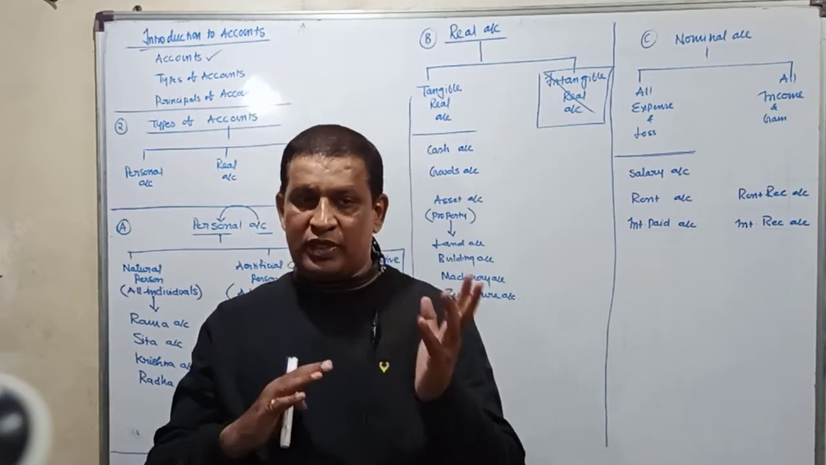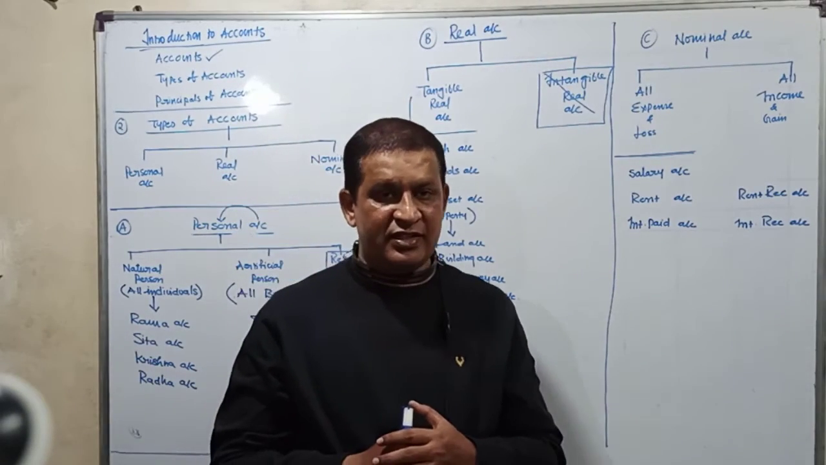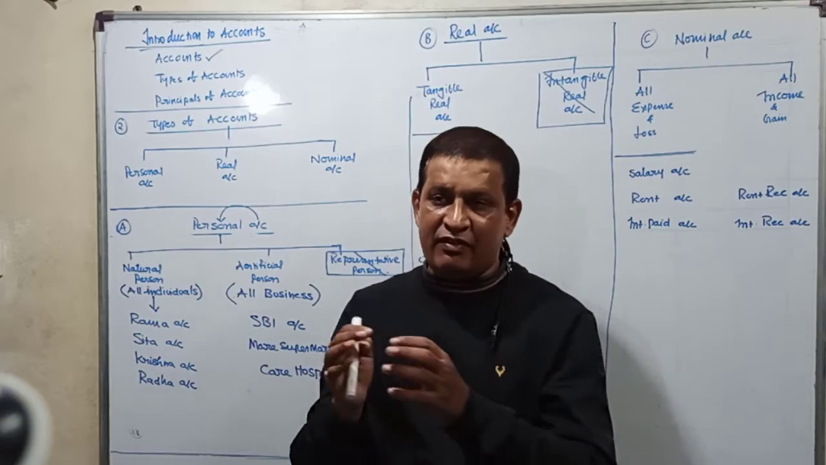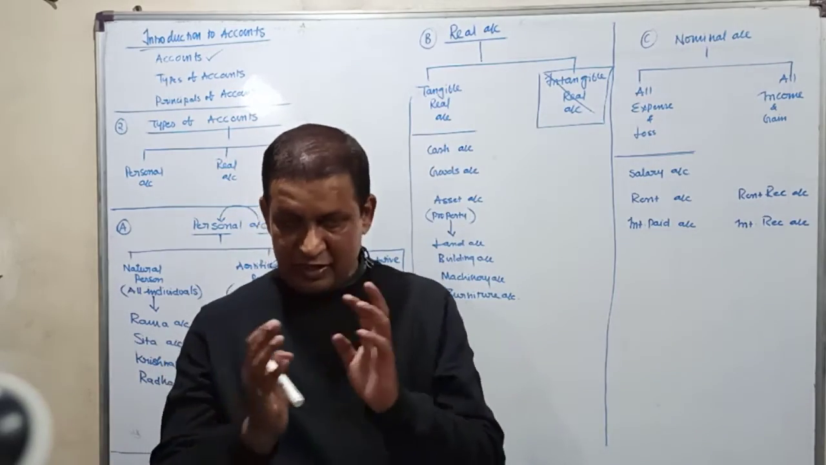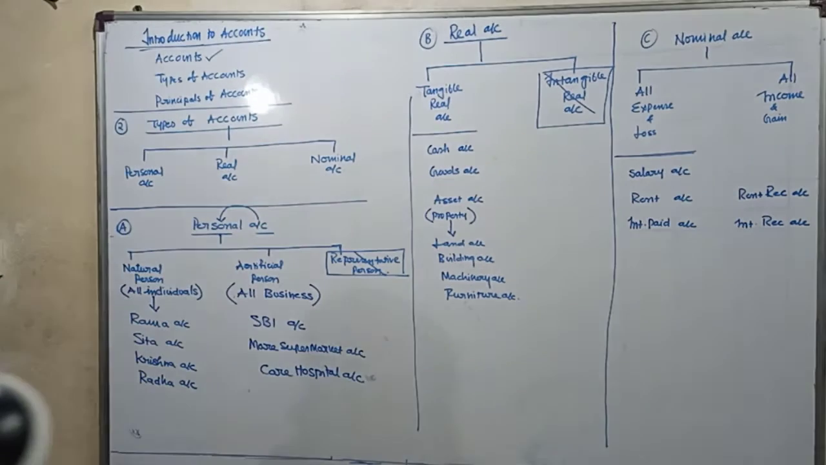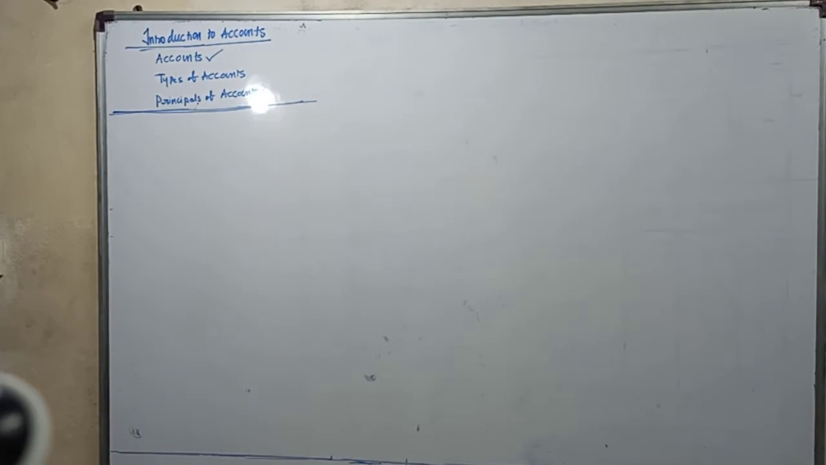Now we come to examples for incomes and gains. Here we have rent paid, so here it will be rent received. Here we have interest paid, so here it will be interest received. So if an account is representing income or expense or a loss or gain, such accounts are called nominal accounts.